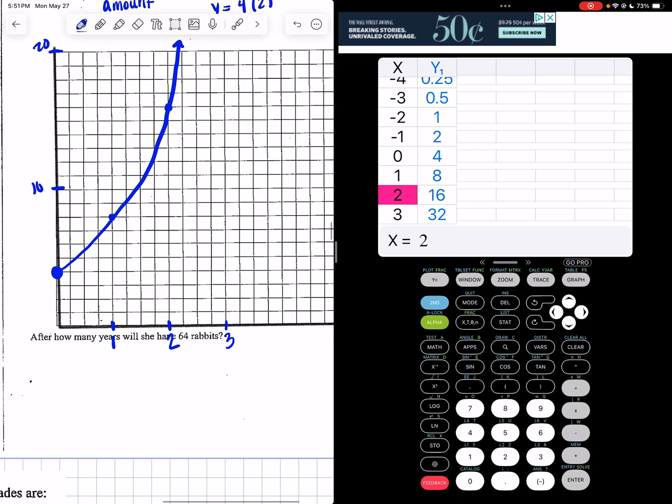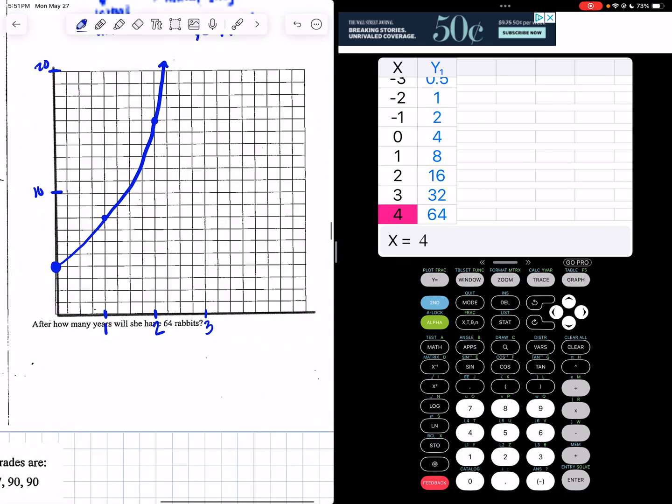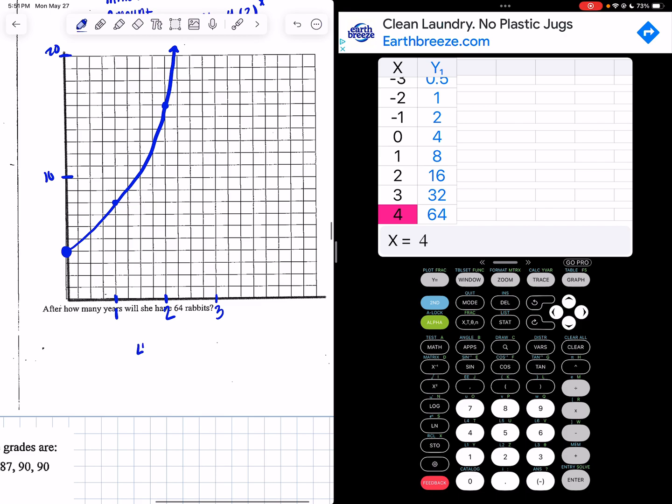Now it says, after how many years will she have 64 rabbits? So we could actually just use our table for that. If we scroll down, we can see that at year 4, she will have 64 rabbits. So it will take 4 years to get 64 rabbits. And that is just by using your table.